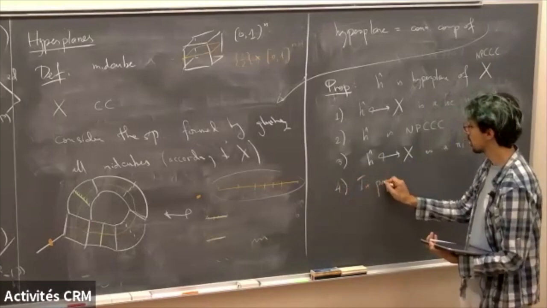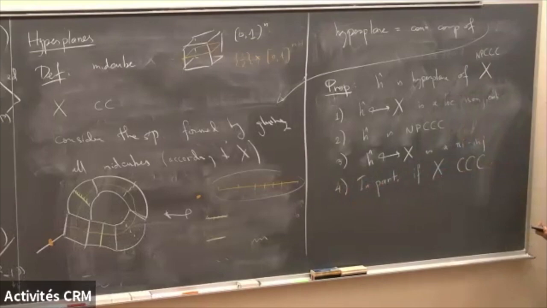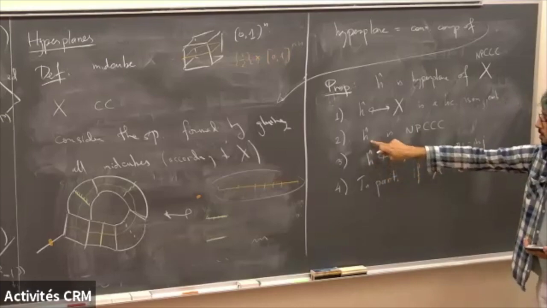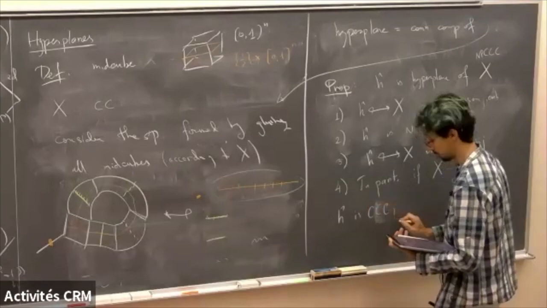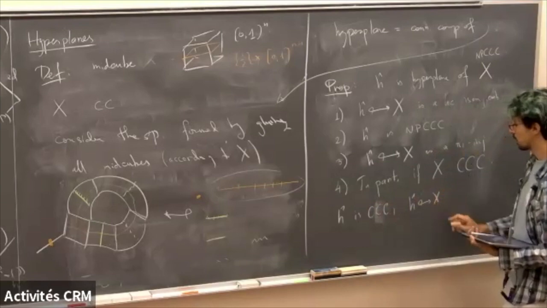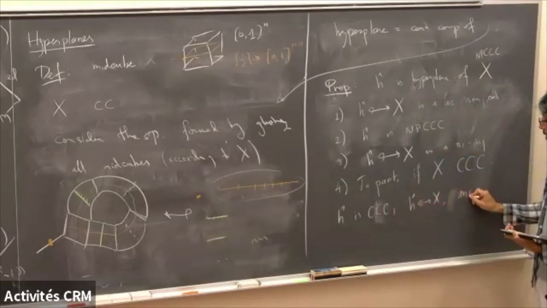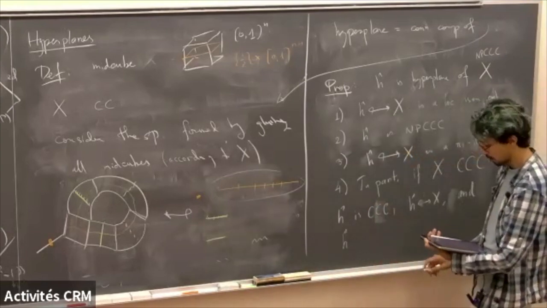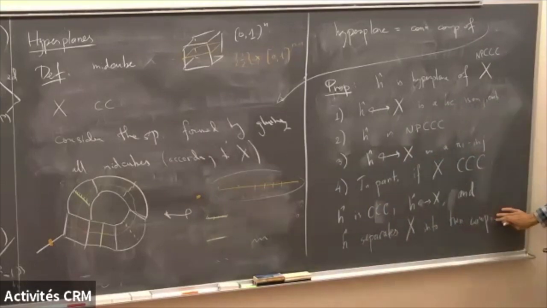In particular, if X is itself a CAT(0) cube complex, then, well, it's simply connected, right? This pi1 injectivity will tell you this must be simply connected. So it is itself CAT(0). It is a CAT(0) cube complex. This embedding is an embedding. And that's the most important thing, H hat separates X into two components. Meaning when you remove H hat from X, you get two connected components.